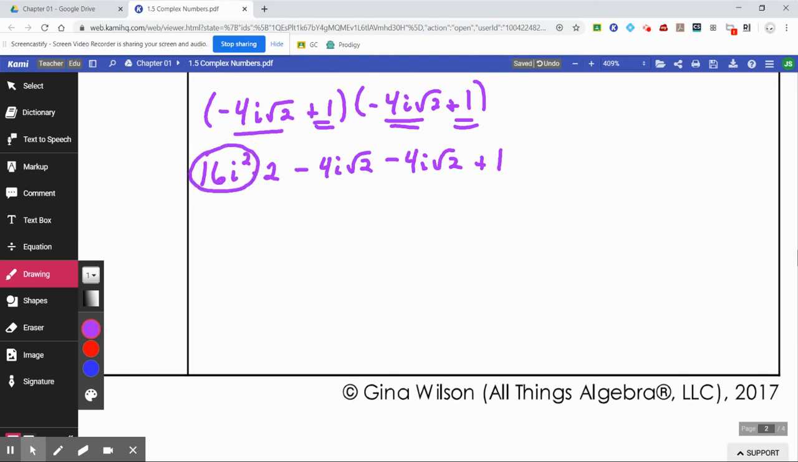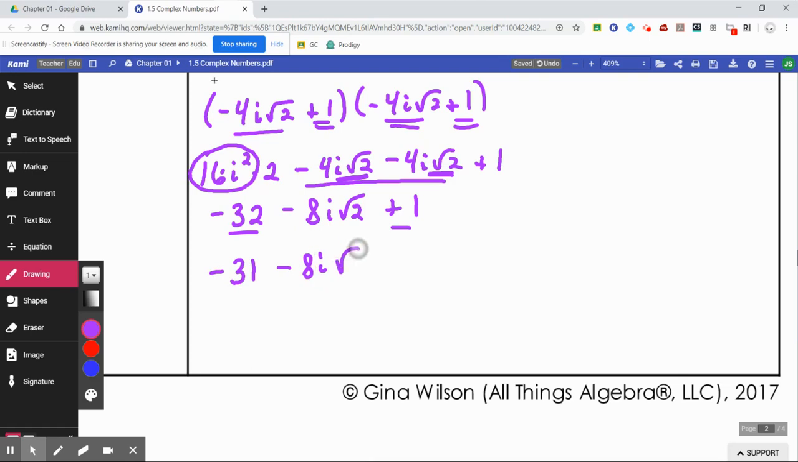16i squared. Now that you have i squareds, that's going to be a negative 1. This is 16 times negative 1, which is negative 16 times 2, which is negative 32. These two combine, that's a negative. And the reason they combine is because of the i root 2's. You have 4i root 2's, another 4i root 2's. That'd be a total of 8 i root 2's. Anytime you're combining like terms, treat these like variables, they will not change. And then the plus 1. Negative 32 and a positive 1 would be a negative 31 minus 8i root 2.